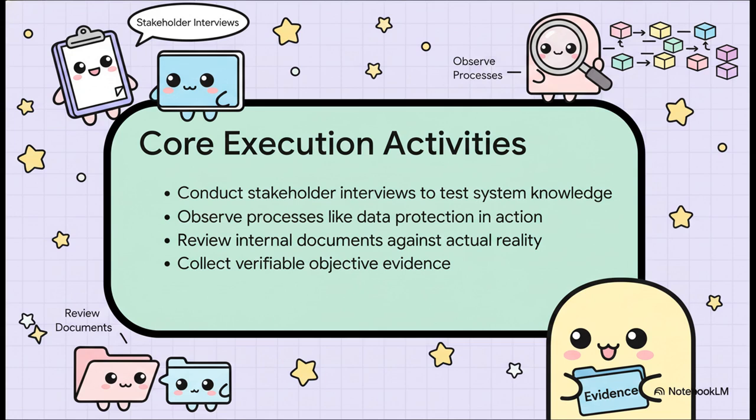Next, you observe processes in action. You actually watch how the organization handles AI model monitoring or data protection right there in real time. Then, you review internal documents. You're checking system logs and incident reports to see if the written procedures actually match reality. Through this whole process, your primary goal is to collect objective evidence. You aren't gathering opinions here, you are gathering hard, verifiable facts to back up your eventual findings.